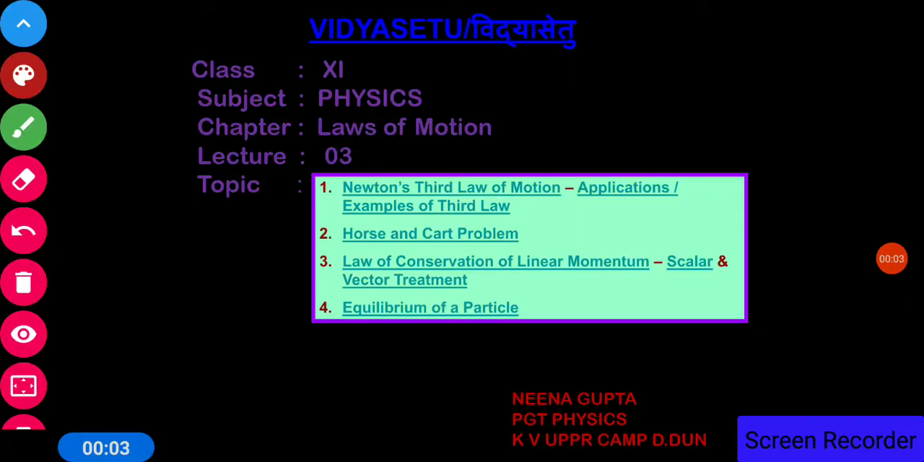Good morning to all. Let us start lecture 3 of the chapter Laws of Motion. Today I am going to cover Newton's third law of motion and the law of conservation of linear momentum. So let us start with Newton's third law of motion.